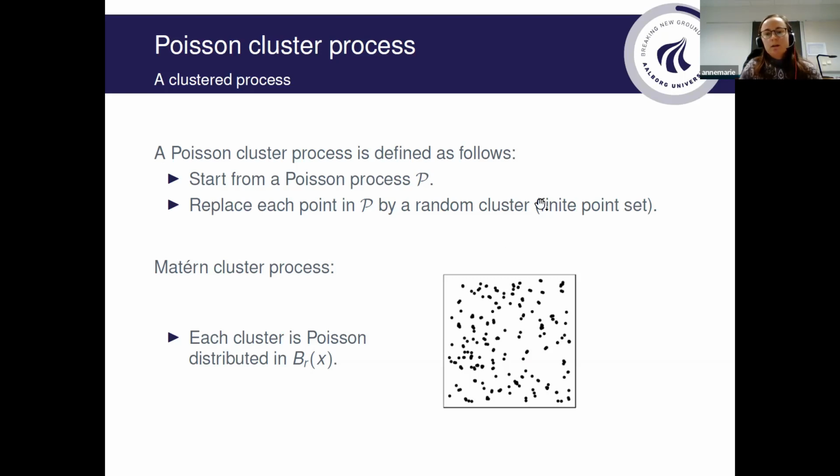One way of generating these clusters is, again, you take a ball around your point, and then inside that ball you generate a Poisson process. So you get random points set in that ball, and you can use that as your cluster, for instance. And that's the kind of model that generated this picture down here.